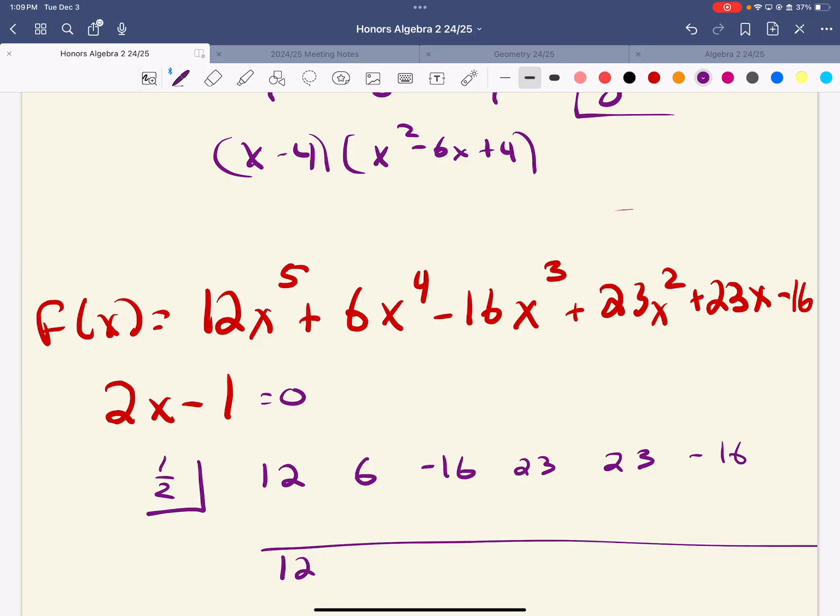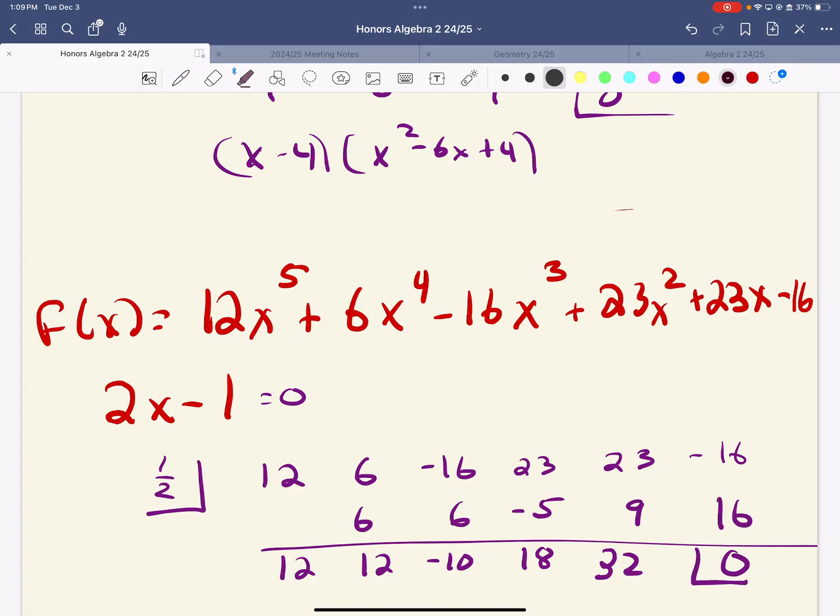Half of 12 is 6. Guys, ladies, we're almost done. 6 plus 6 is 12. Half of 12 is still 6. That's negative 10. Half of negative 10 is negative 5. 23 minus 5 is 18. Half of 18 is 9. 23 plus 9, that's 32. Half of 32 is 16. Is it a factor? Yes. Since our remainder was 0, it is a factor.